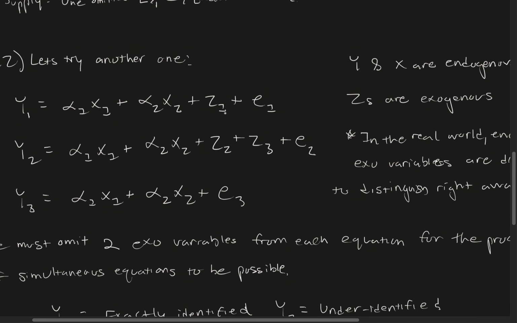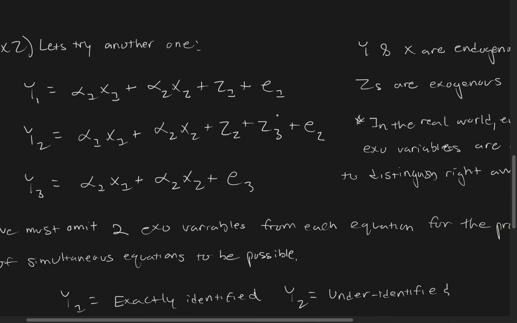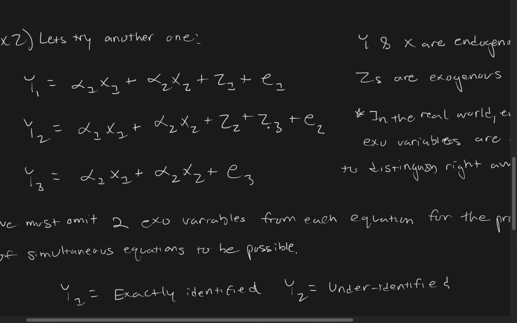And so the first equation, we have only z1 as our exogenous variable. And we have omitted z2 and z3 because that is part of our simultaneous equations. So because we have omitted z2 and z3, we have exactly the amount of omitted variables necessary for identification. In contrast to the second equation where we only have z1 omitted, even though we need to omit two exogenous variables for the equation to be identified.